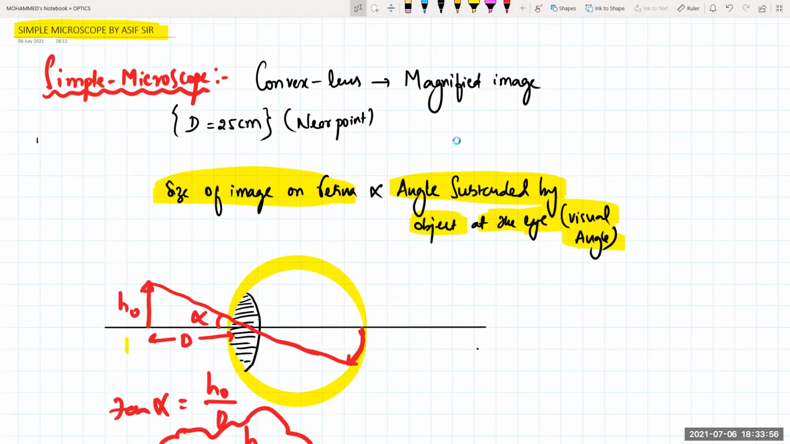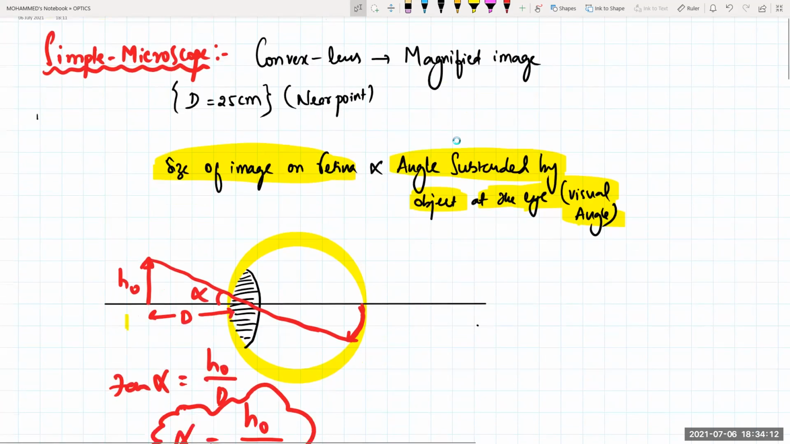In a simple microscope, what will we be using? A convex lens, which gives me a magnified image. The least distance of distinct vision is 25 centimeters, which is known as the near point. And the size of the image on the retina is directly proportional to the angle subtended by the object at your eye, which is known as the visual angle.